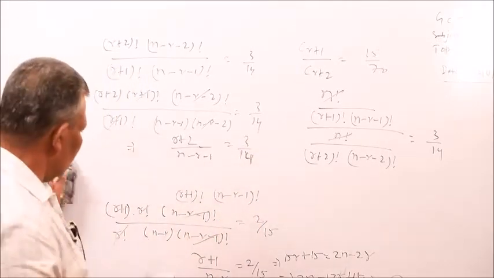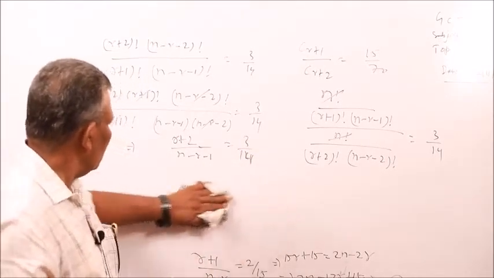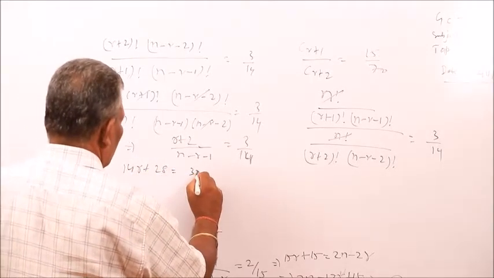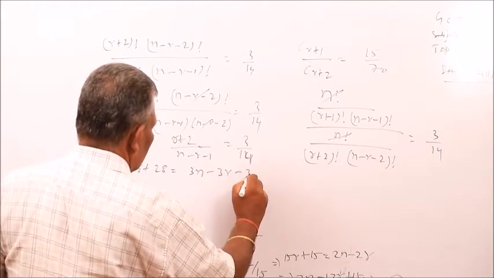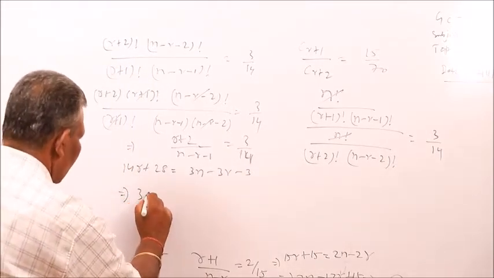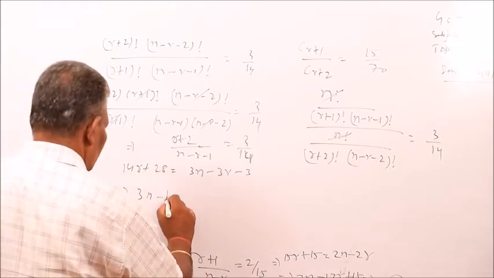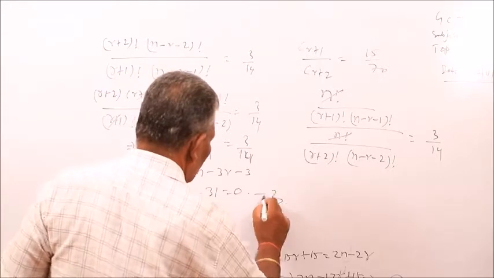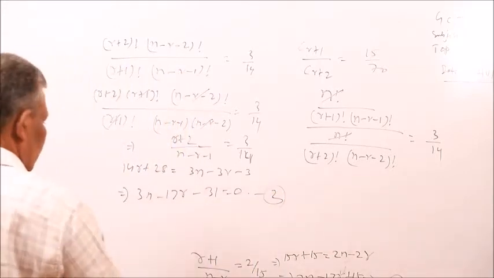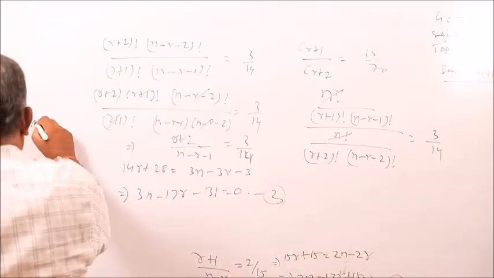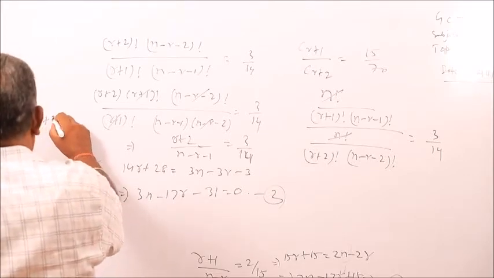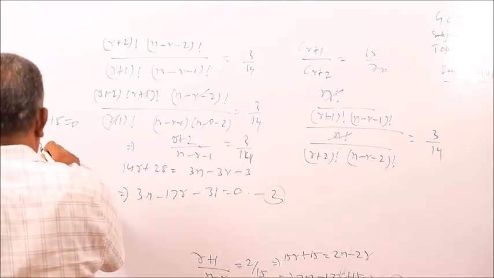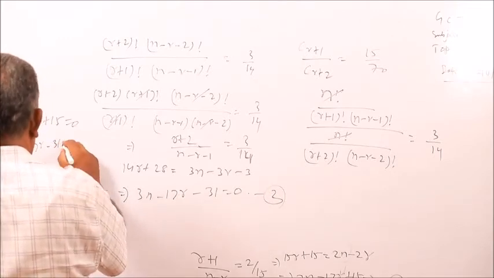Then by cross multiplication, 14r plus 28 equal to 3n minus 3r minus 3, that implies 3n minus 17r minus 31 equals to 0. Let it be equation 2. Your condition 1 is 2n minus 17r plus 15 equals to 0. Condition 2 is 3n minus 17r minus 31 equals to 0.